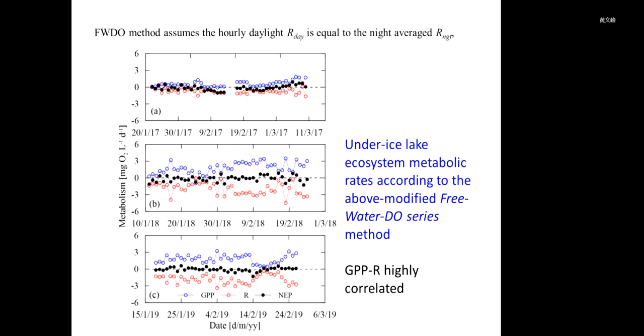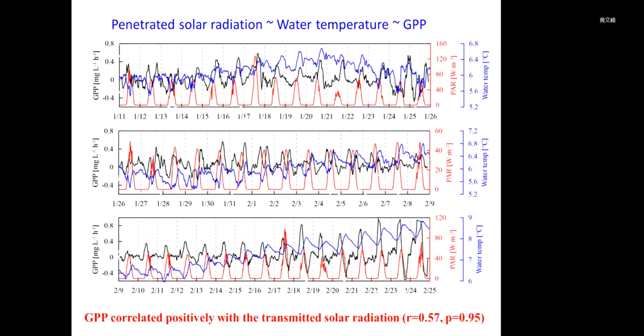We can see that the GPP and R were highly correlated, and their values are higher than previously reported values in other lakes. For example, in Arctic, Boreal, and Central Europe lakes. And also we can see that the GPP is positively correlated with PAR and water temperature. And we can say PAR is one of the key drivers for GPP.